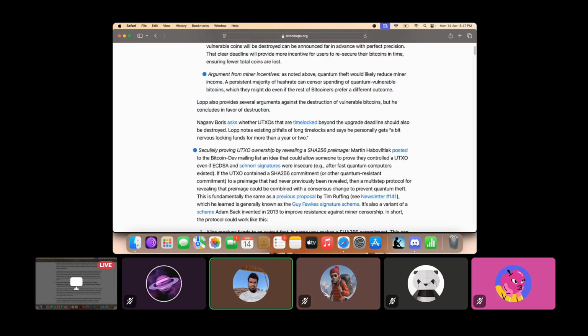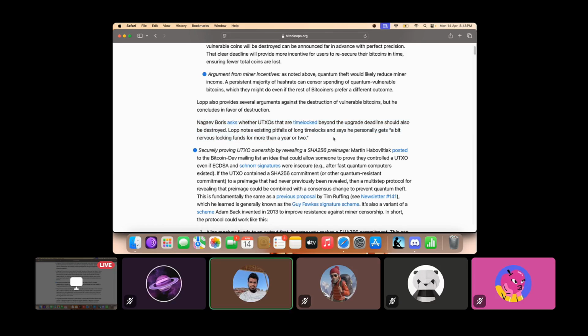Let's explore this. Okay, so Lopp also provides several arguments against the destruction of vulnerable bitcoins, but he concludes in favor of destruction, right? Boris asks whether UTXOs that are time locked beyond the upgrade deadline should also be destroyed. Lopp notes existing pitfalls of long time locks and says he personally gets a bit nervous locking funds for more than a year or two. This is a nice caveat.